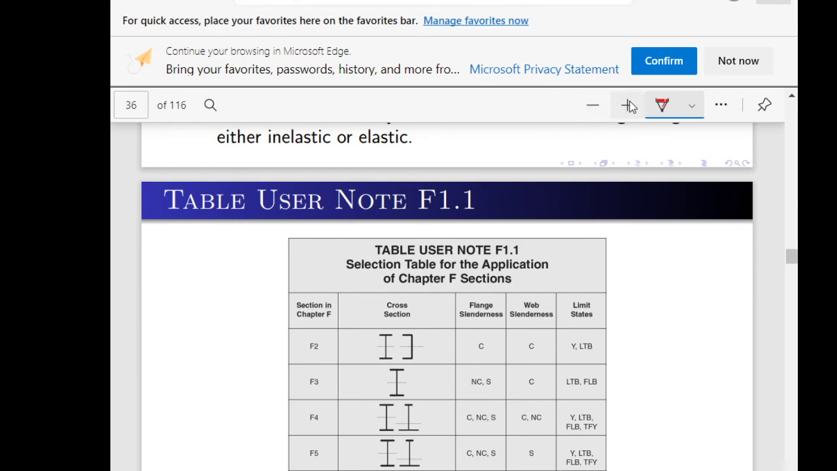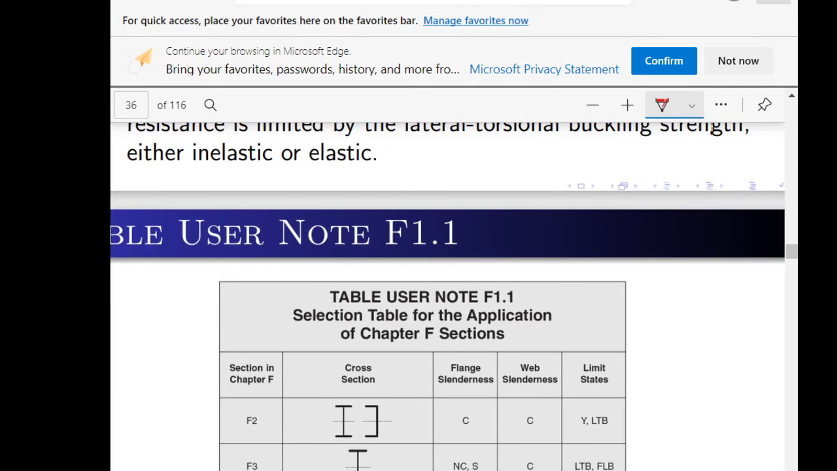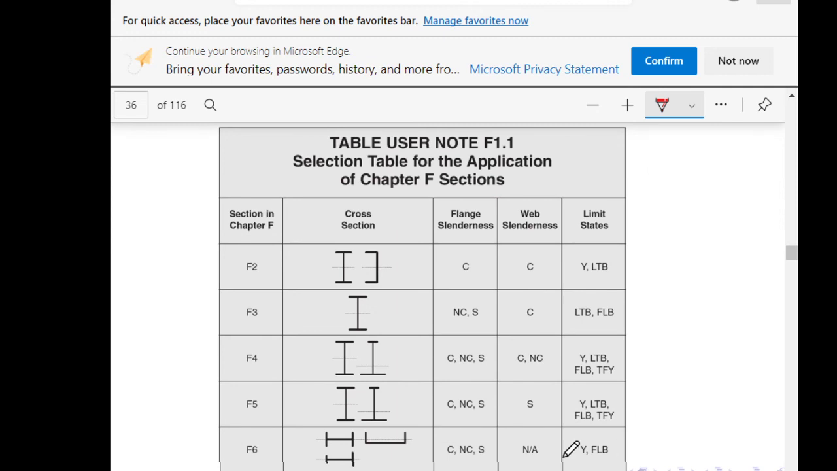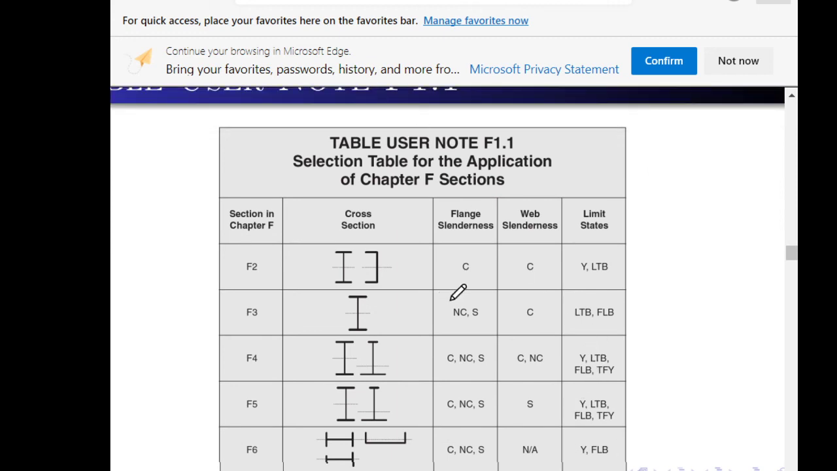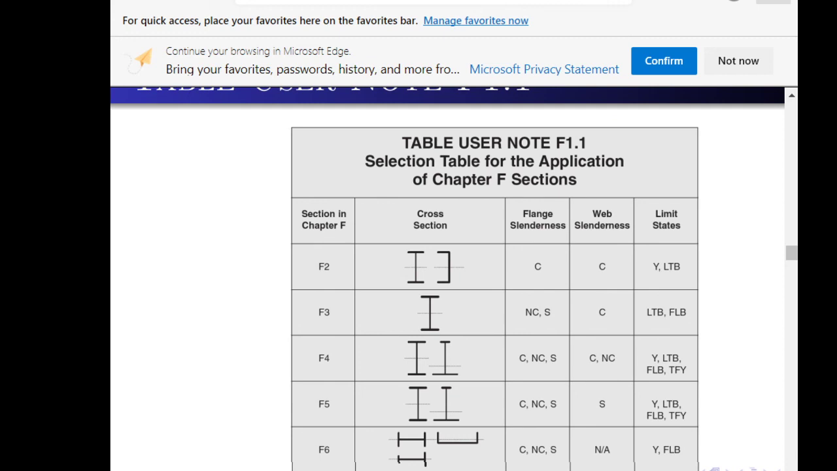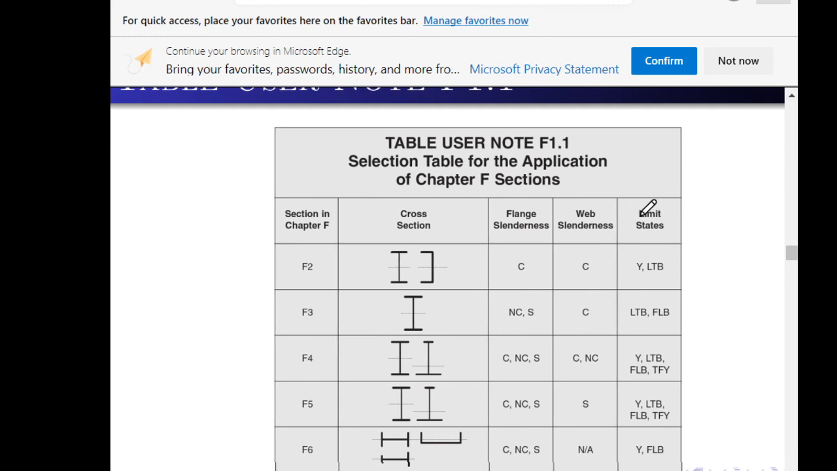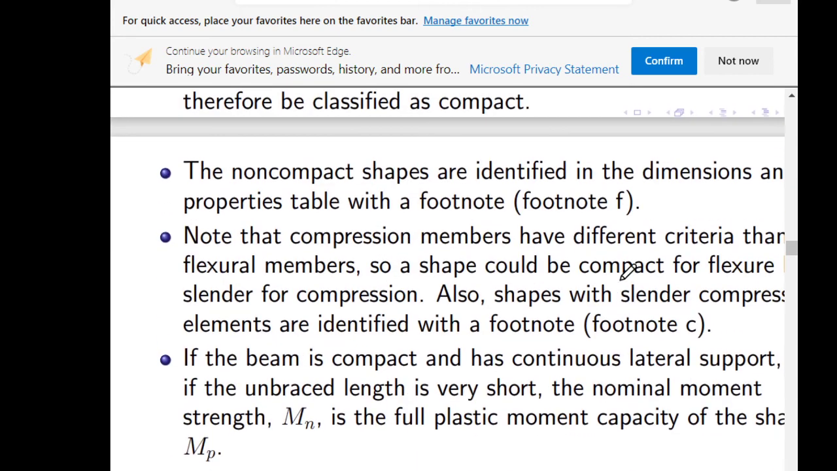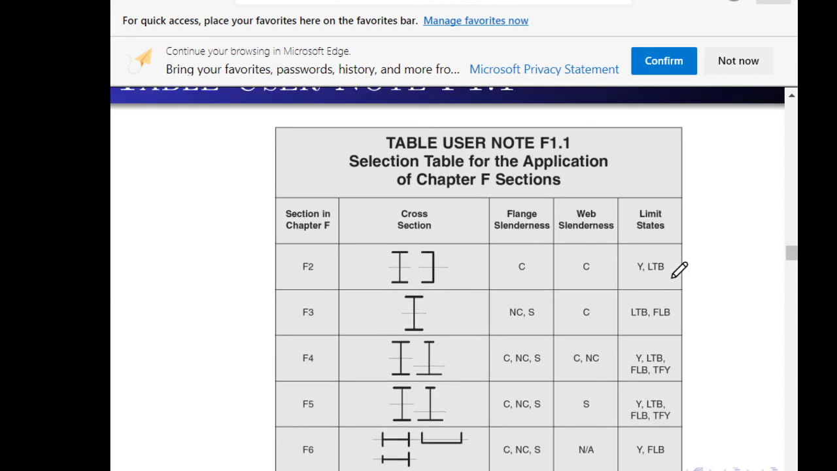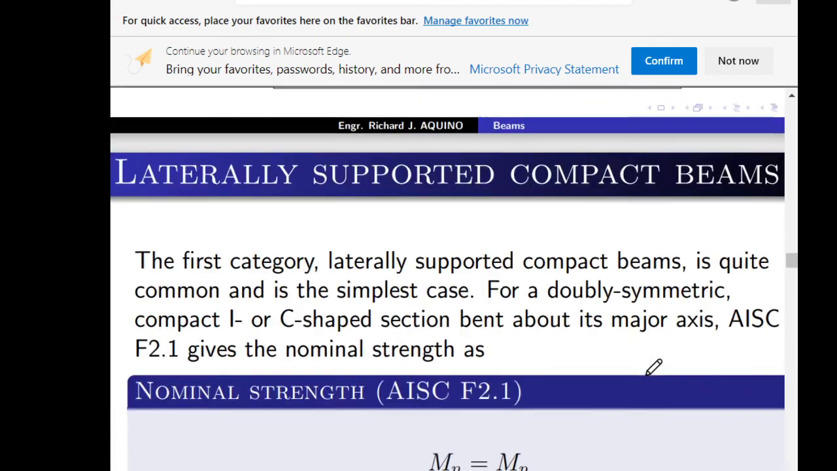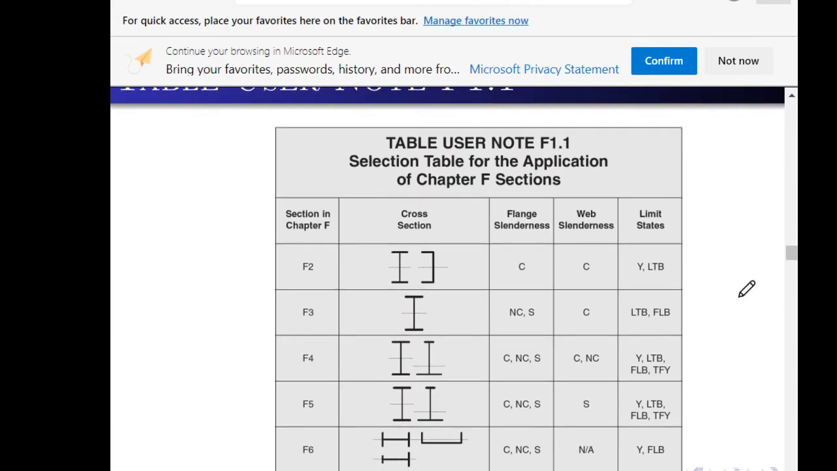So we have this table, Table User Note F1.1, the selection table for the application of Chapter F provisions. In this section in Chapter F, you have the cross section, flange slenderness and web slenderness. The limit states are Y, yielding, and lateral torsional buckling. This is the kind of shape.